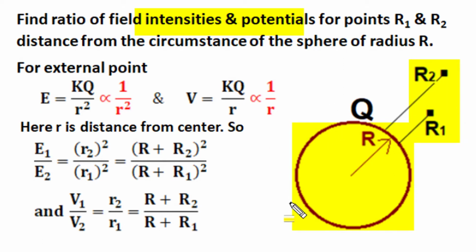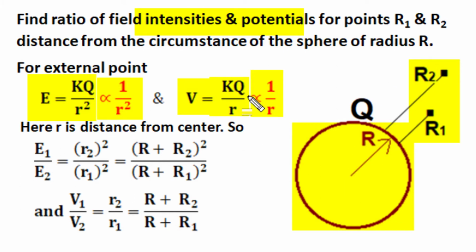We know for all external positions a charged conductor sphere behaves just like a point charge acting from its center. So with Q charge, at a distance r from its center, the spherical charge electric field is given by the relation kq by r square, which is inversely proportional to the square of the distance of the observation position from the center of the sphere. Similarly, in this electric field, when a unit positive charge is brought from infinity to any distance r, the amount of work done, or potential of that position, is given by the relation kq by r. That is also inverse of the distance of the observation position from the center of the sphere.